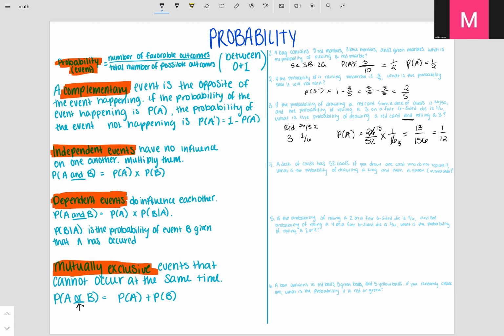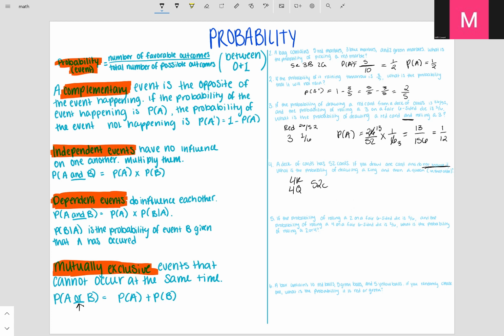Next, a deck of cards has 52 cards. If you draw one card and do not replace it, what is the probability of drawing a king and then a queen in that order? So there's 4 kings and 4 queens in a deck of 52 cards. And these are dependent events because you're not replacing the card.